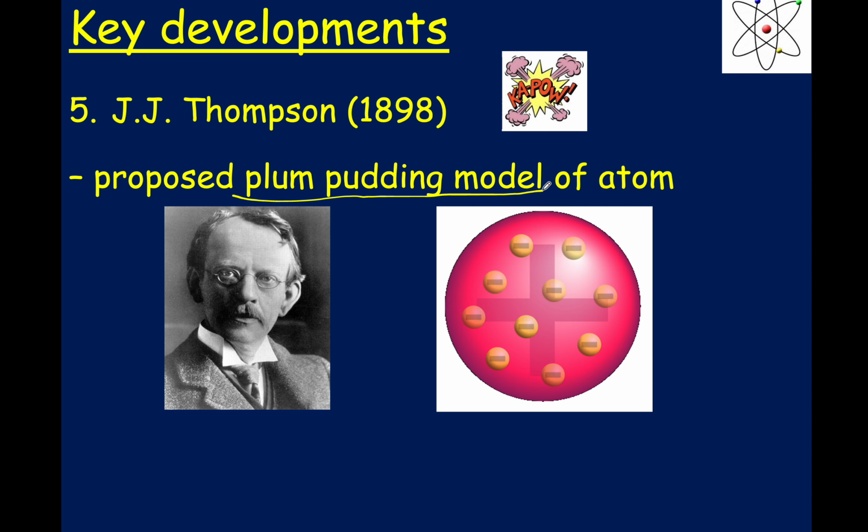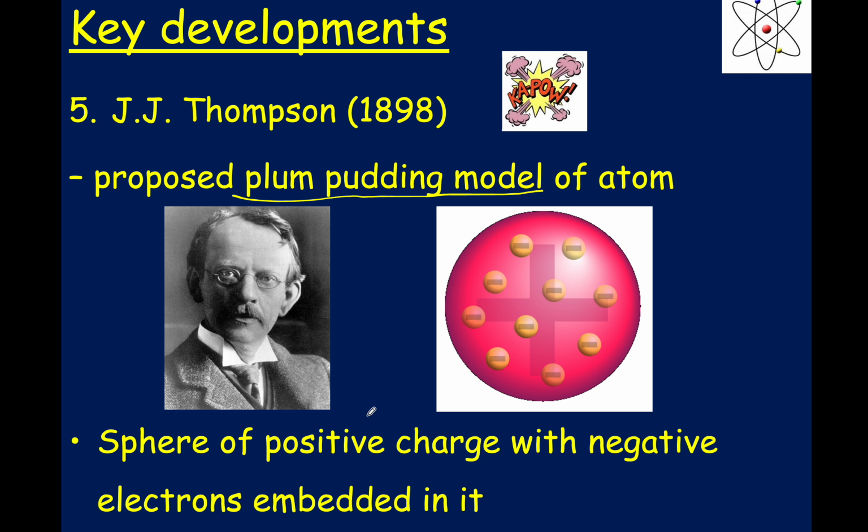And you have to be able to describe it. This is how we draw it. And if you were labeling it, we would say it is a sphere of positive charge. So this is our sphere, and it has negative electrons embedded in it. And it's really important that you use the word electrons.